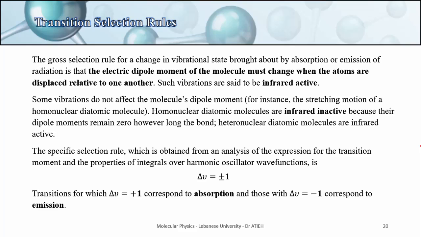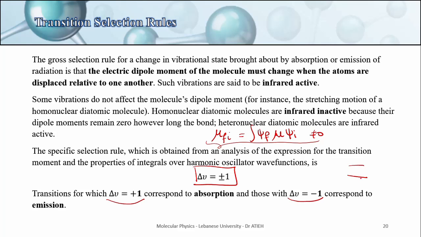What is the specific selection rule? The specific selection rule is usually found using the wave functions of the eigenvalues. So we check that the integral of psi final, mu, psi initial, where mu is the electric dipole moment, must be different from zero, and we arrive at a condition. They have found that delta nu must be equal to plus or minus 1 to get the transition electric moment different from zero. So delta nu equals plus 1 corresponds to the case of an absorption, and delta nu equals minus 1 corresponds to the case of an emission.